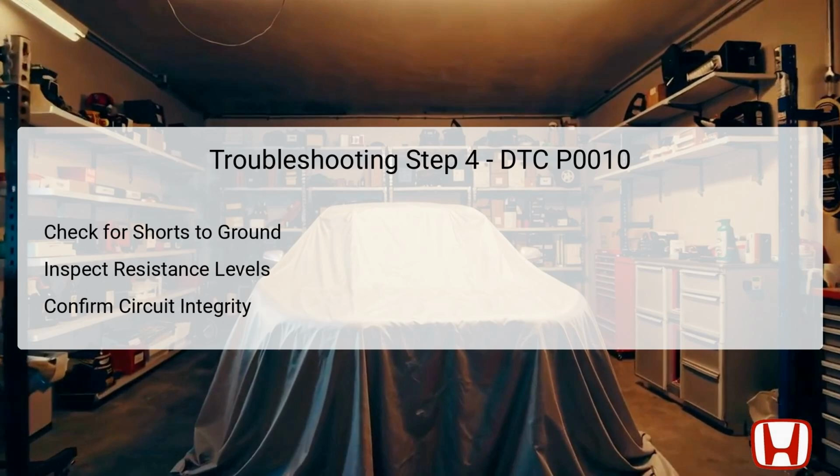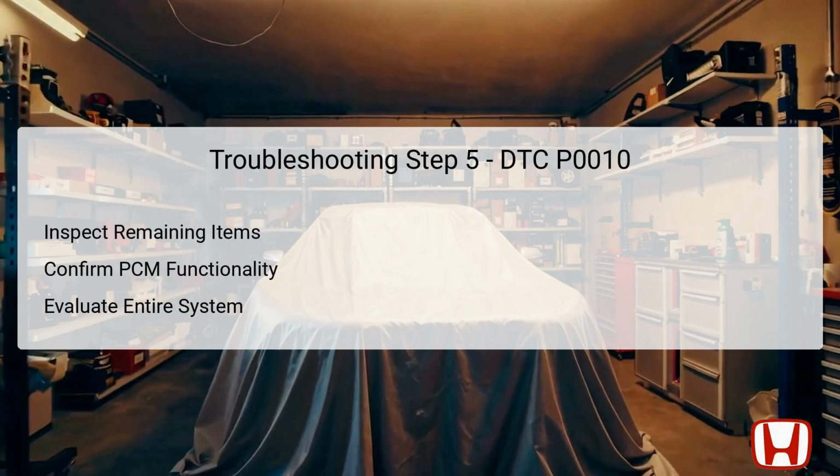This inspection step is paramount since it directly influences the operational reliability of the VTC system. Should any abnormalities be detected during this process, modifying or replacing damaged wiring will be necessary to restore normal function and signal integrity. The final troubleshooting step involves reevaluating the remaining components if previous tests indicate normal conditions.